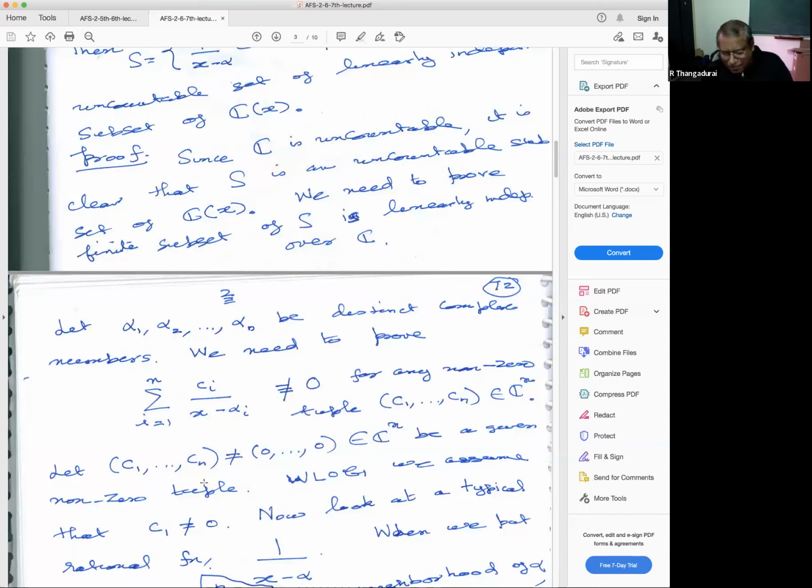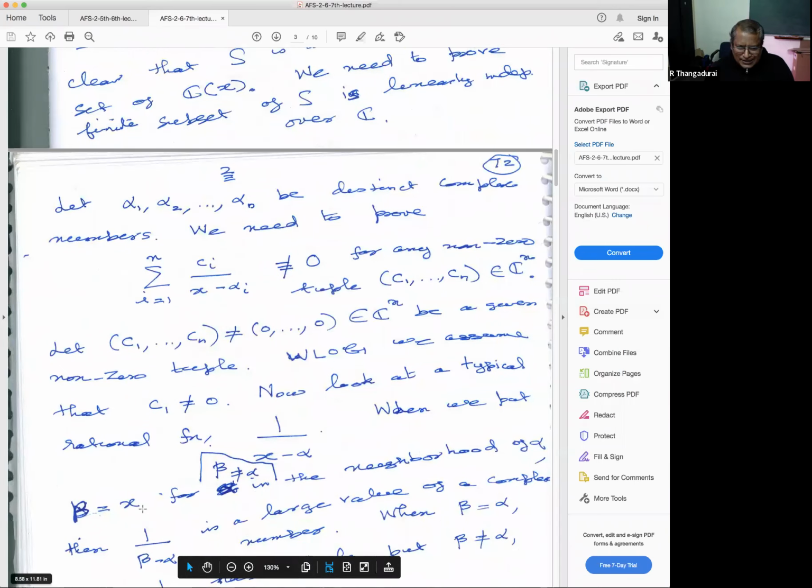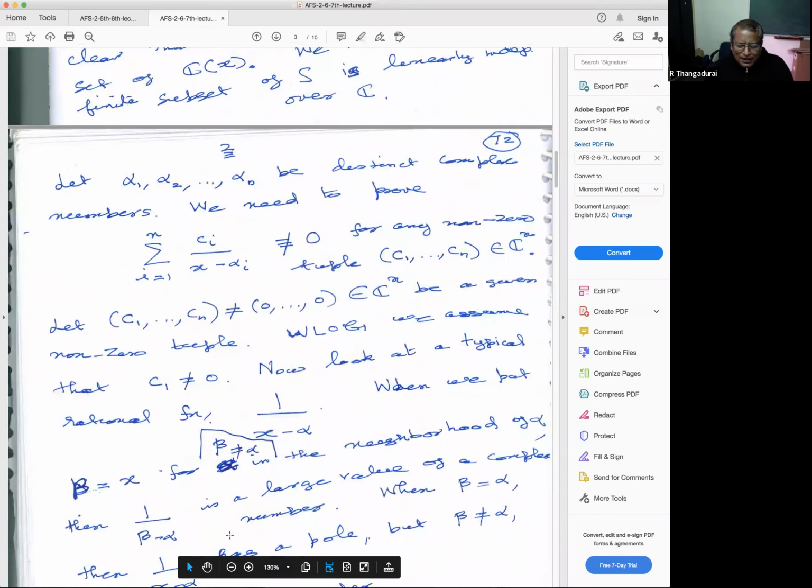It's because when beta touches alpha, it is infinity. Very close to alpha, it takes an arbitrary, large value. This 1 by x minus alpha is going to take arbitrary large values when I plug x equal to beta, where beta is coming from a very small neighborhood of alpha. That's the first observation: when we put x equal to beta, with beta not equal to alpha in a neighborhood of alpha, 1 by beta minus alpha is a large complex number.